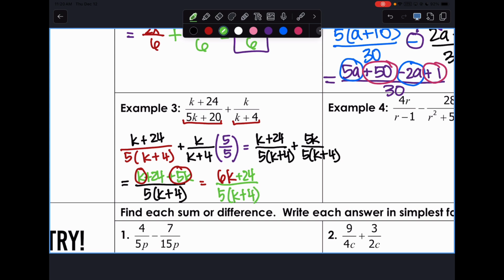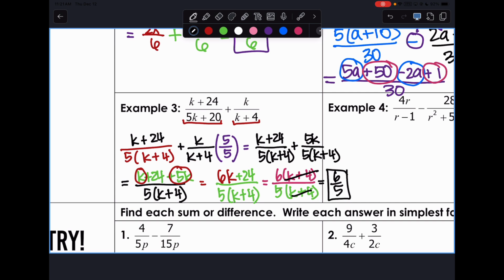Anything I can simplify here or factor before I simplify? 6k and 24 have a GCF of what, Joshua? Oh, that's such an easy question and you weren't paying attention. That's why you can't answer it. There you go. And what am I left with? k plus 4. Yay. So we have 6 times the quantity of k plus 4 over 5 times the quantity of k plus 4. What can I simplify? k plus 4. Then we get 6 over 5. Okay? You doing okay?